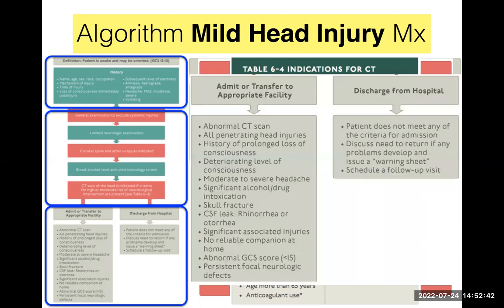Okay, then you will determine whether you want to admit or transfer to an appropriate facility or discharge from the hospital. Okay, so this is the criteria for admission or transfer. And if you want to discharge the patient from the hospital, make sure the patient does not meet any of the criteria for admission, and discuss the need to return if any problem develops. Explain to the patient, and also very important is to explain to the caregiver as well. And most of the time, the patient shall have a scheduled follow-up visit under neurosurgical clinic.